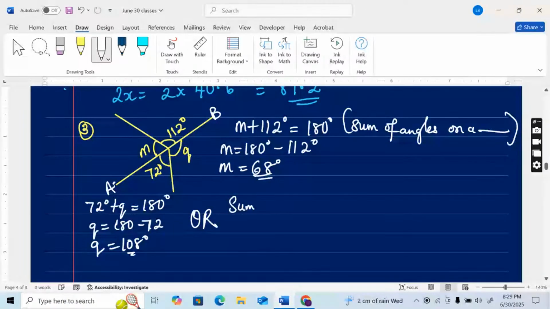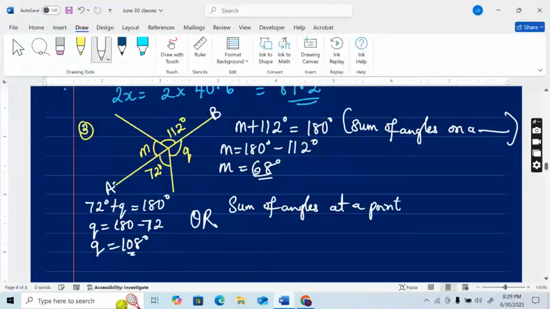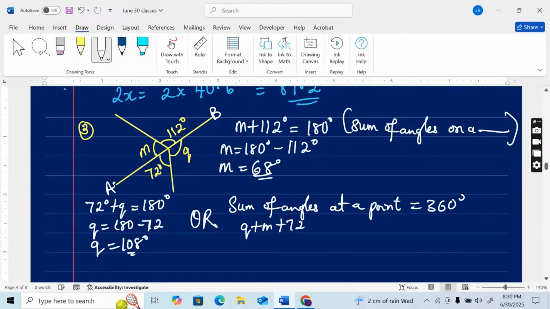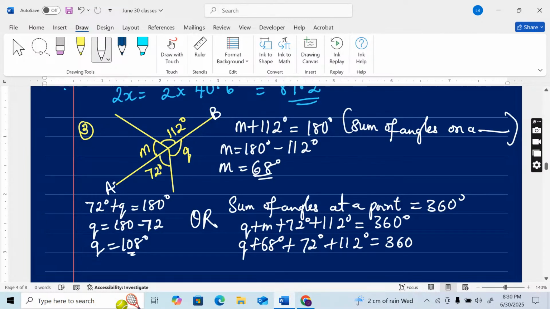You can do it like this, or use sum of angles at a point equal to 360 degrees. All these angles are meeting at a point. They are all meeting together at a point. Add them up together. Q plus M plus 72 degrees plus 112 degrees will give us 360 degrees. Now, what is the value of M? We already got M. M is 68 degrees. So that will be Q plus 68 degrees plus 72 degrees plus 112 degrees equals 360 degrees.